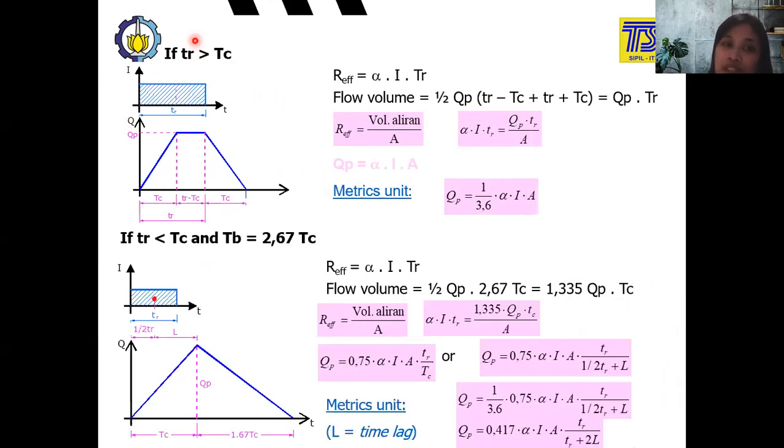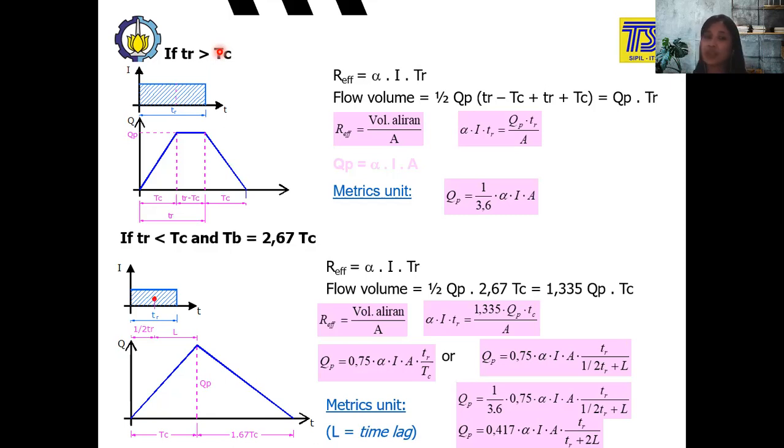How about if the TR is more than TC? So first, we got the TR equal to TC. TR is the time of the rainfall. TC is the time of concentration, the time needed for the water flowing to the furthest point of the watershed upstream until it reaches downstream. What if the TR is more than TC?